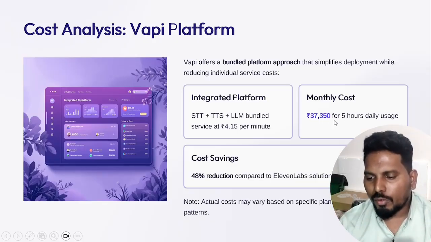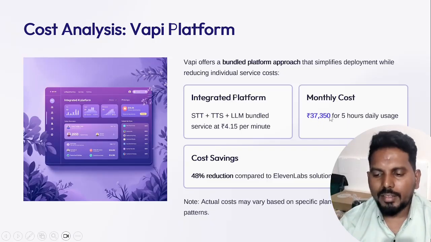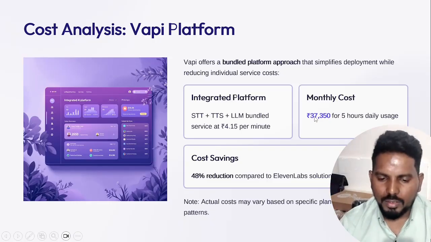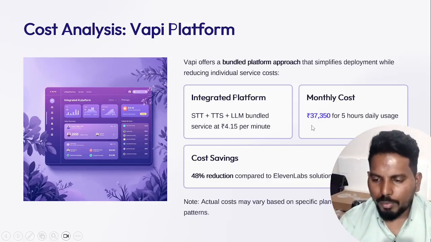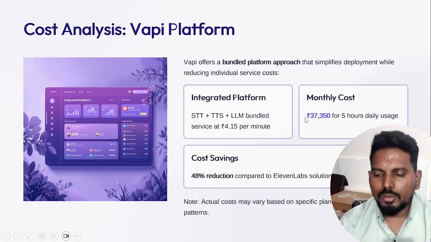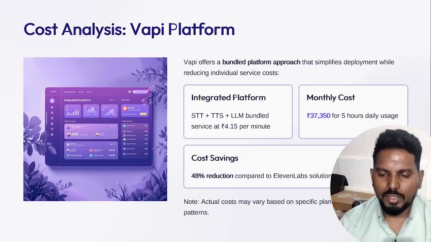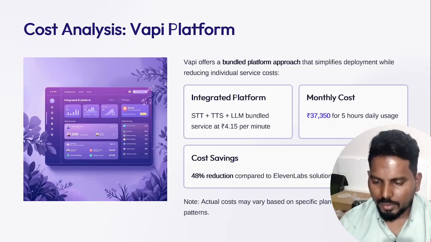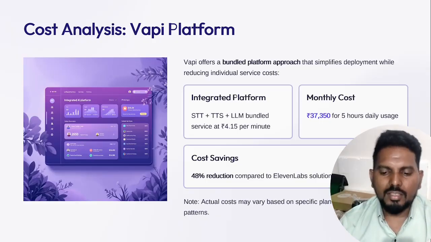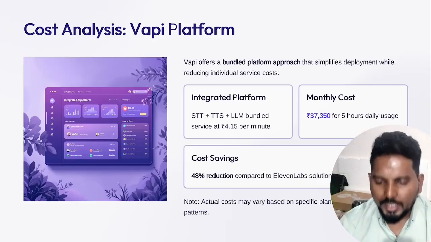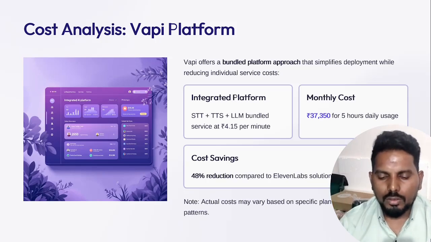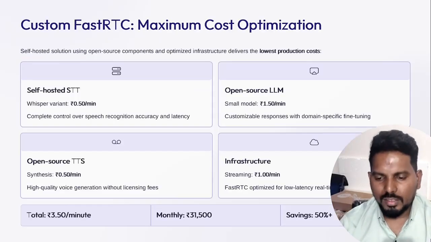So let's say for 5 hours you are getting almost 38,000 here, right? Instead of paying 38,000 rupees to the Vapi platform, you can hire a customer support person who will handle the customers, right? So to avoid all these costing problems, we can build our own solution using FastRTC, right?